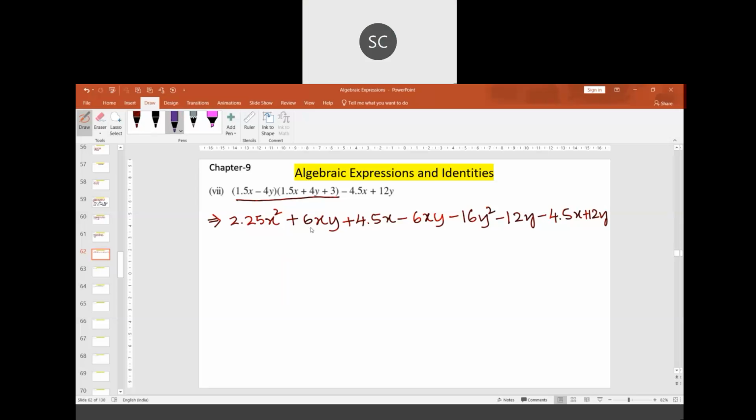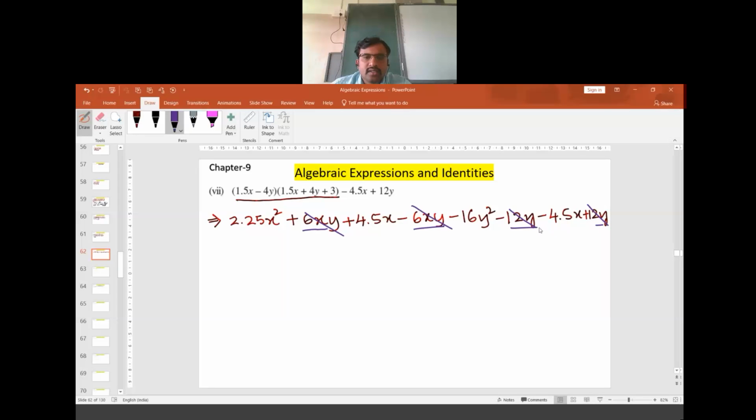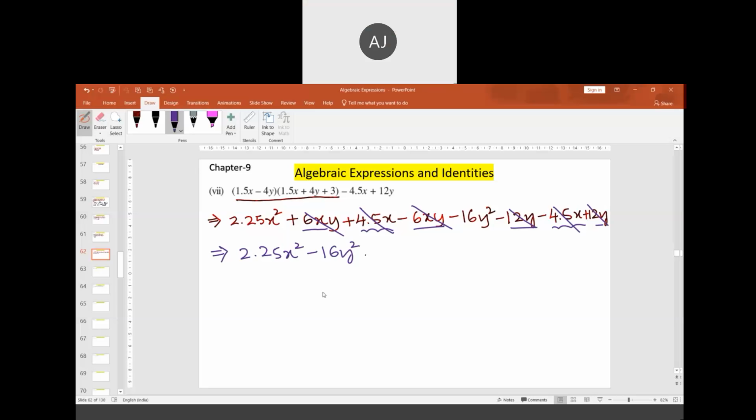Plus 6xy and minus 6xy, they get cancelled. Plus 12y and minus 12y, they get cancelled. Plus 4.5x and minus 4.5x also get cancelled. The final result is 2.25x square minus 16y square. So we can further simplify by taking squares.